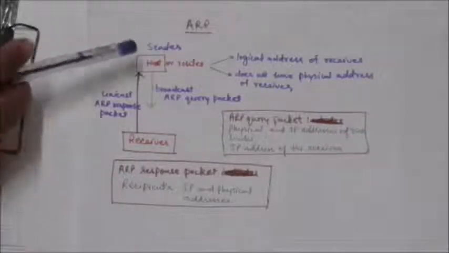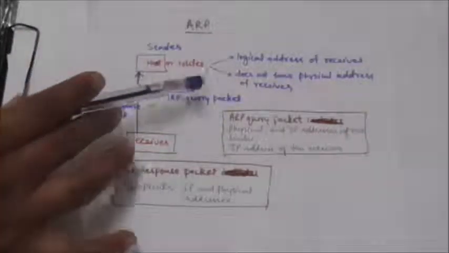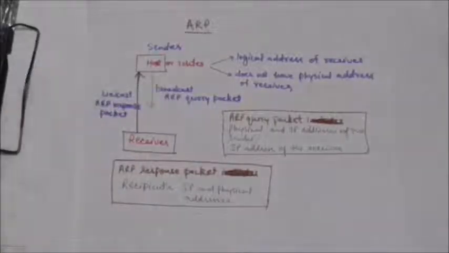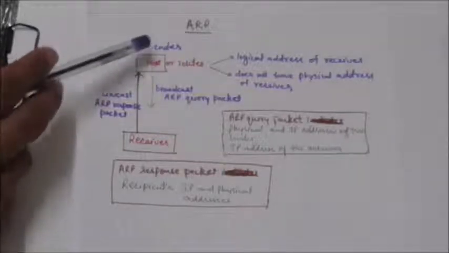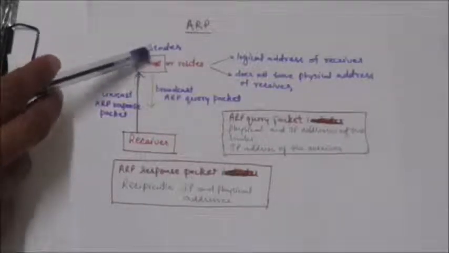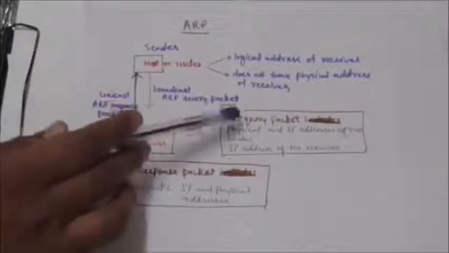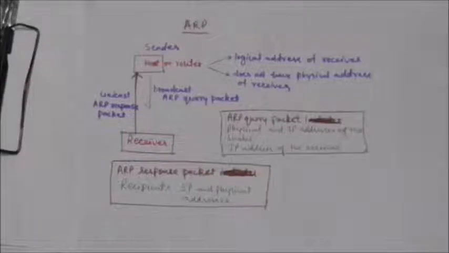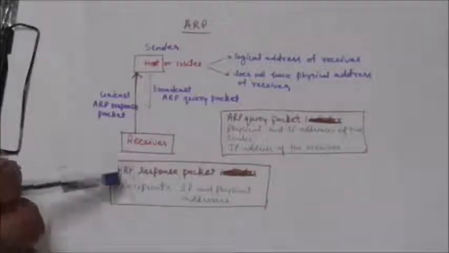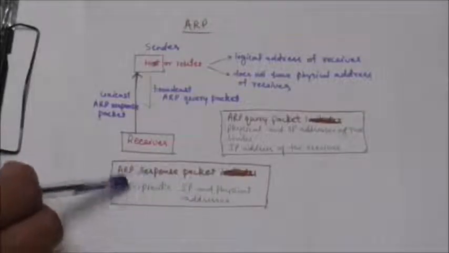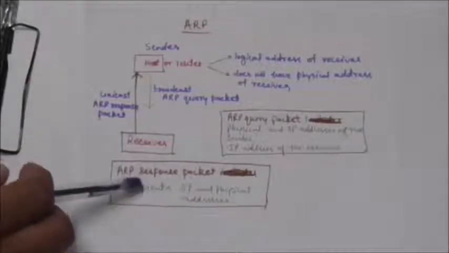This sender will broadcast an ARP query packet over the network to know the physical address of the receiver. This ARP query packet will include the physical and IP addresses of the sender and the IP address of the receiver. Every host and router on the network will receive and process the ARP query packet, and the intended recipient will recognize its IP address and it will send back an ARP response packet.